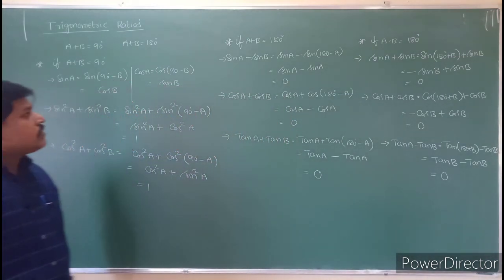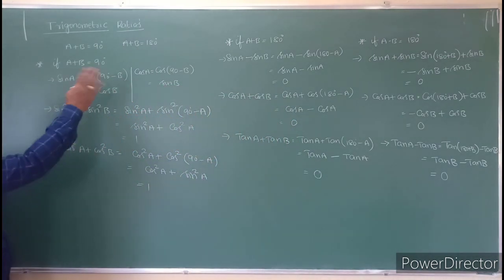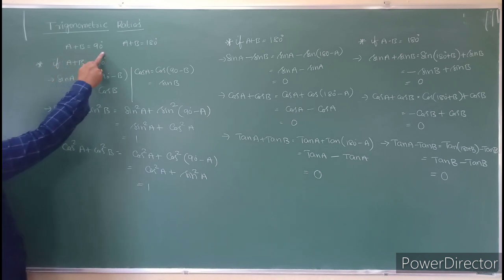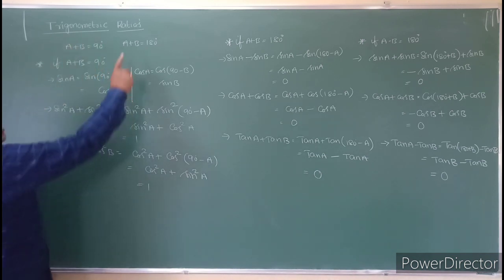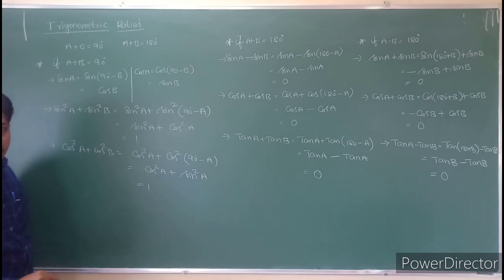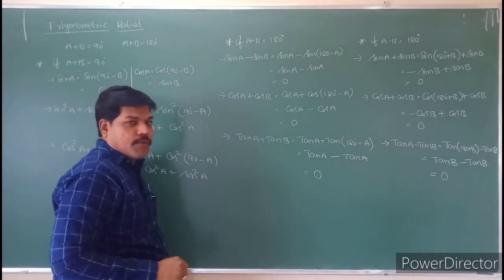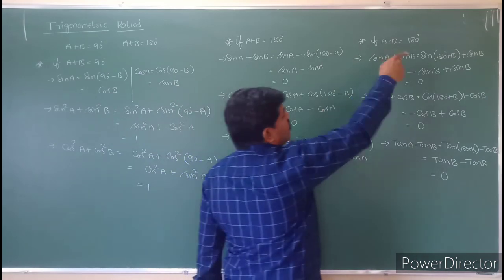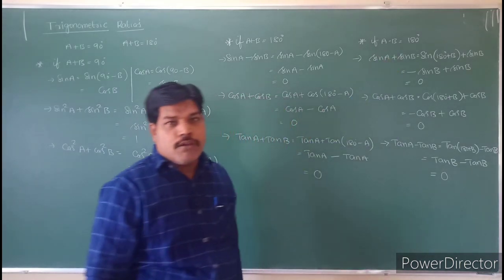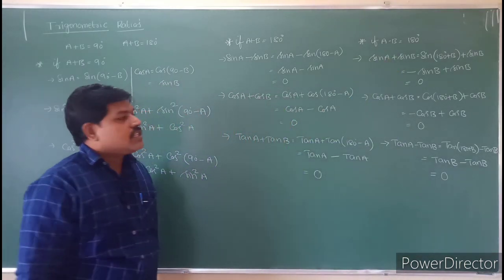So see students, some conditions I have given. If A plus B is 90 degrees, it is called complementary angles, and if A plus B is 180, it is called supplementary angles. If A plus B is equal to 90, then these conditions will be possible, and if A plus B is equal to 180 degrees, then these conditions will be possible, and if A minus B is equal to 180 degrees, then these conditions will be possible. Okay, so see, these are questions, students.